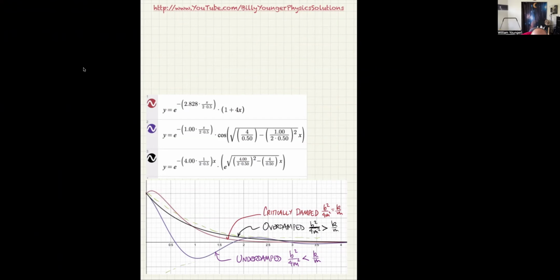So in this case, it comes like this, and you can see that this purple curve goes back, crosses over again, crosses back again, so on and so forth. And that's what they mean by underdamped.